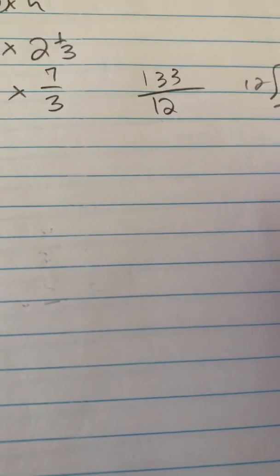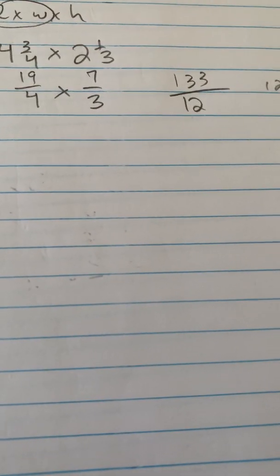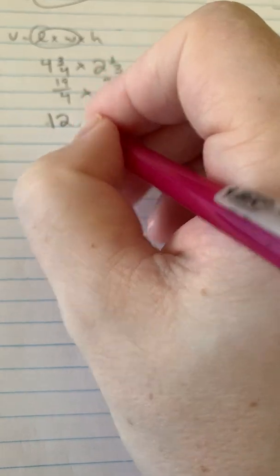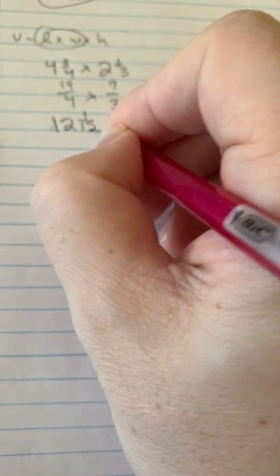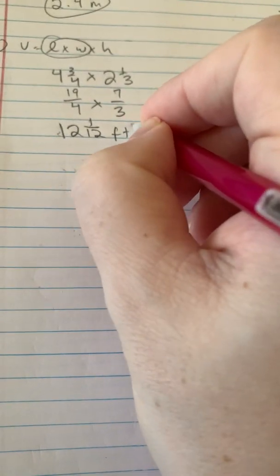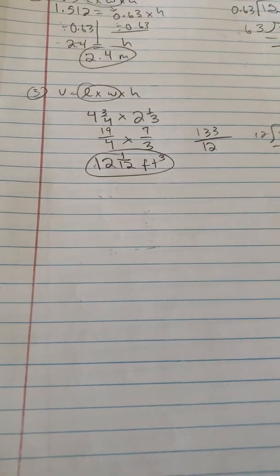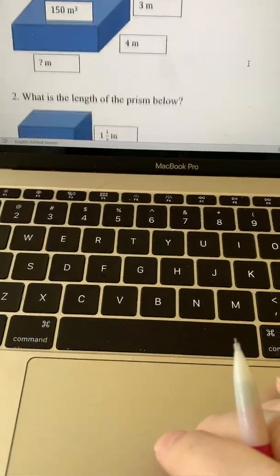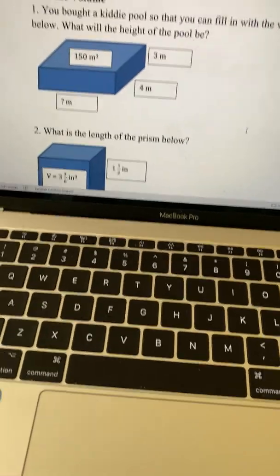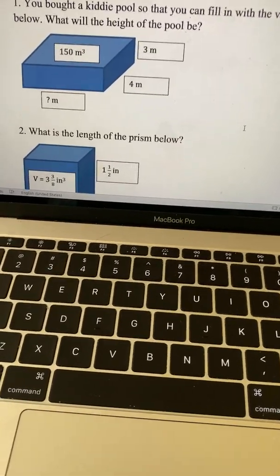I'm going to divide this to change it back to a mixed number. Remainder 1. So my answer for this is 12 1/12 feet to the 3rd power. Again, some of our answers will look a little crazy, and that's okay as long as we're following the steps. You have 3 more problems to do before your exit ticket. Go ahead and solve them now. Pause your video and come back when you're done.